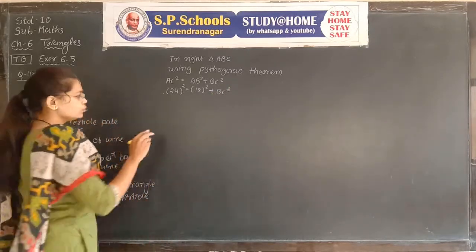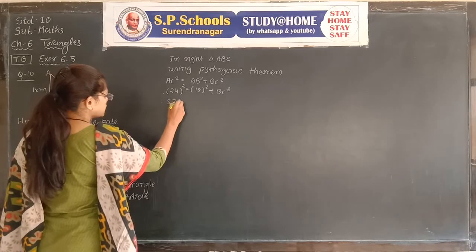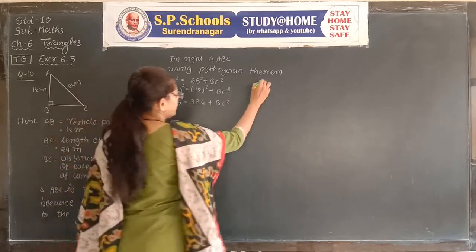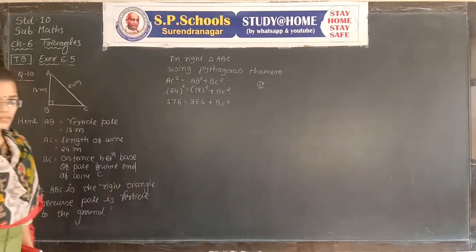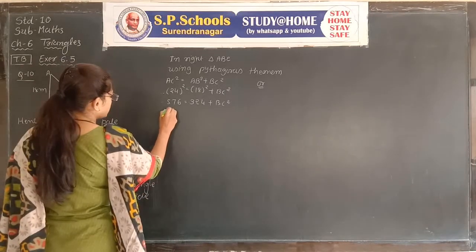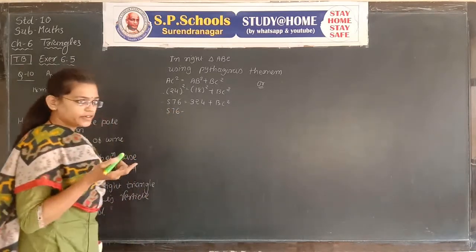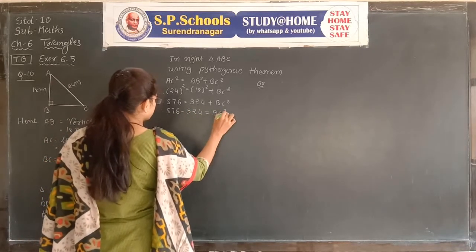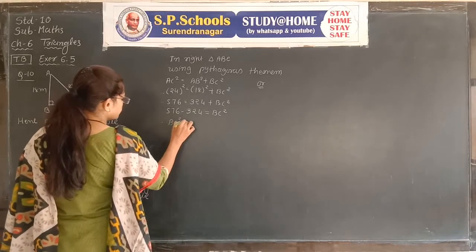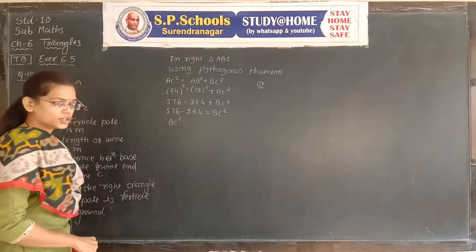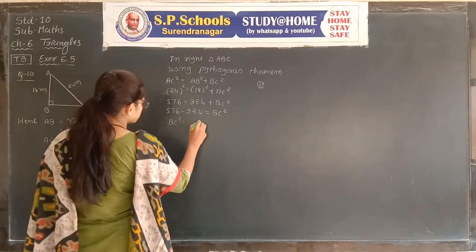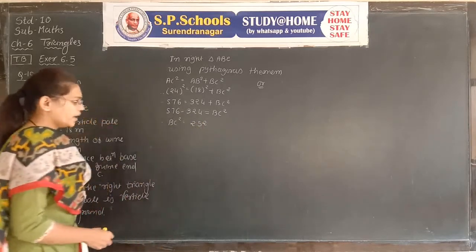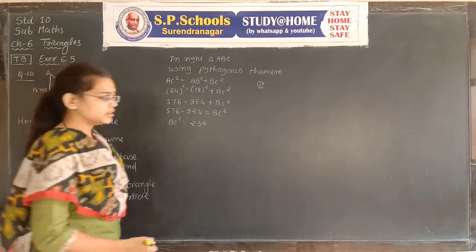Now it is solved by two methods. Square of 24 is 576 and square of 18 is 324, plus square of BC. We will apply another method after solving this one. Now 576 as it is; shift 324 from the right hand side to the left hand side: 576 minus 324 is equal to BC square. Do the subtraction: 576 minus 324 is 252. Now as we know, 252 is not a perfect square number.